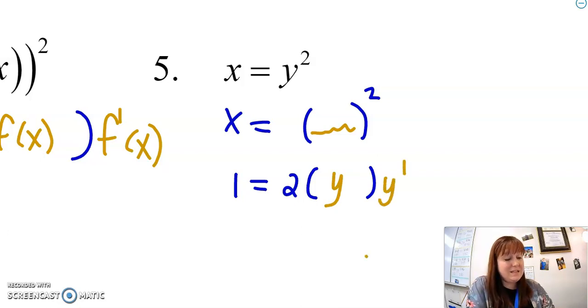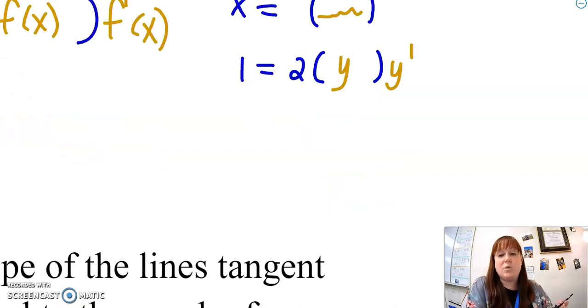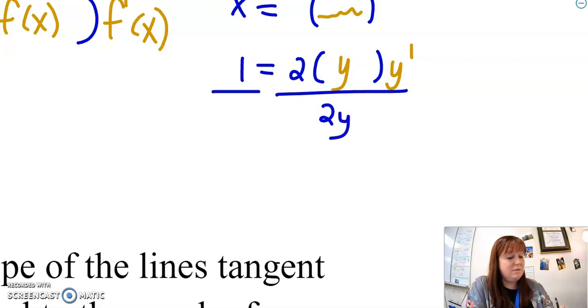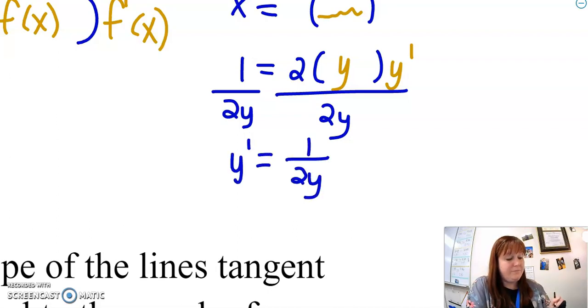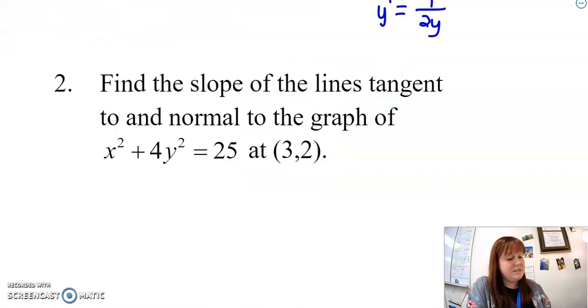Now with something like this, this is where I need to get all those y primes completely alone. We'll show you in the next one, but really y prime needs to be all by itself, so we're just going to divide both sides by 2y, and you get y prime equals 1 over 2y. All right, let's try some harder ones.